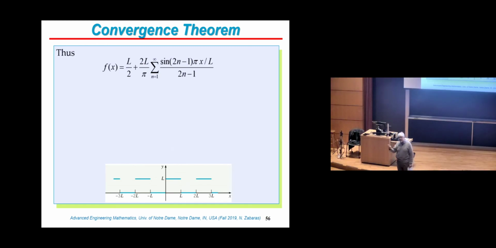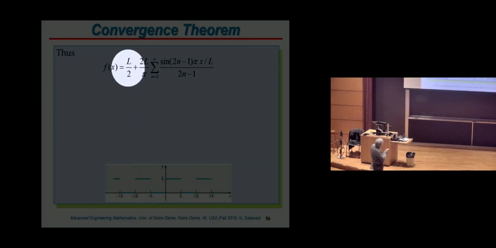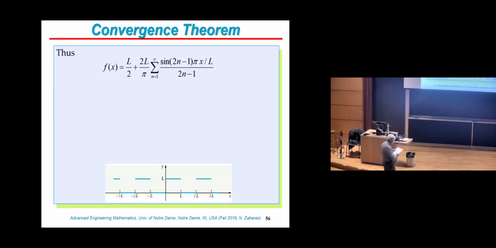It is one half of the values on the left and the right of that point, which are L and 0, so this matches with what the theorem says.